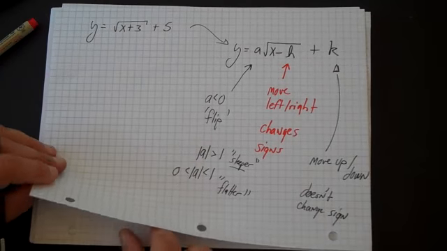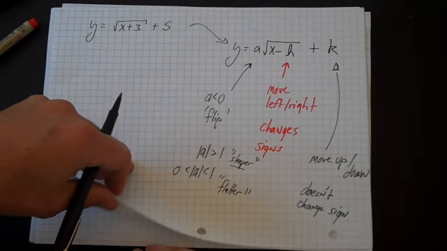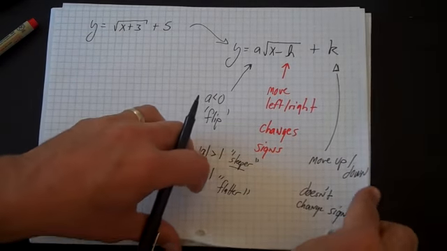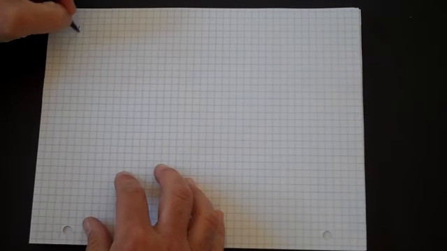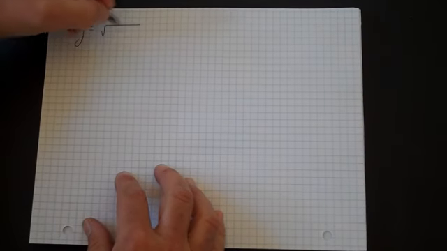Y is equal to the square root of x plus 3, plus 5. The first thing that I would do is identify the vertex, if we want to call it that. It's not actually called the vertex.